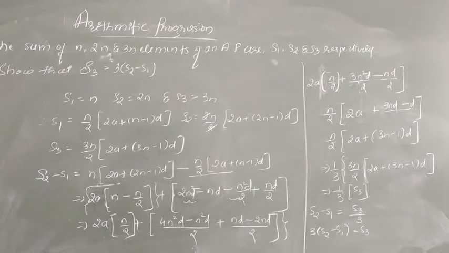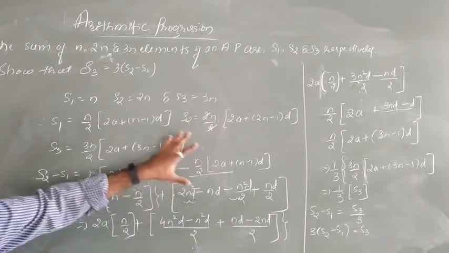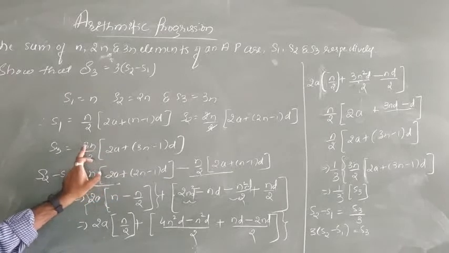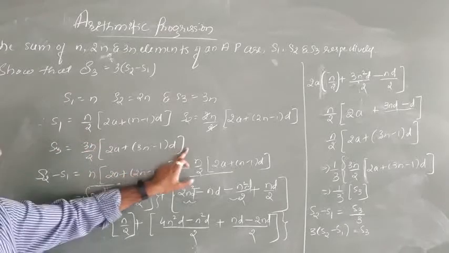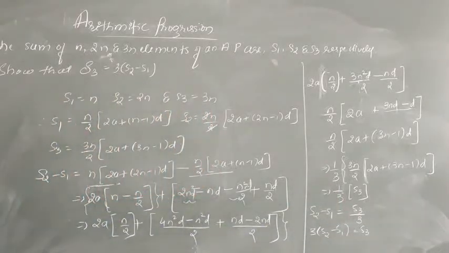Okay. So if you have any doubts regarding this example, then you can ask. The example is very simple. Got it? Just I did the combination, that is S2 minus S1. Then I brought that RHS in terms of n by 2, 2a plus 3n minus 1 into d. Then I did the multiply and divide by 3 and I get this term. Okay. So if you have any queries regarding this example, then you can ask.